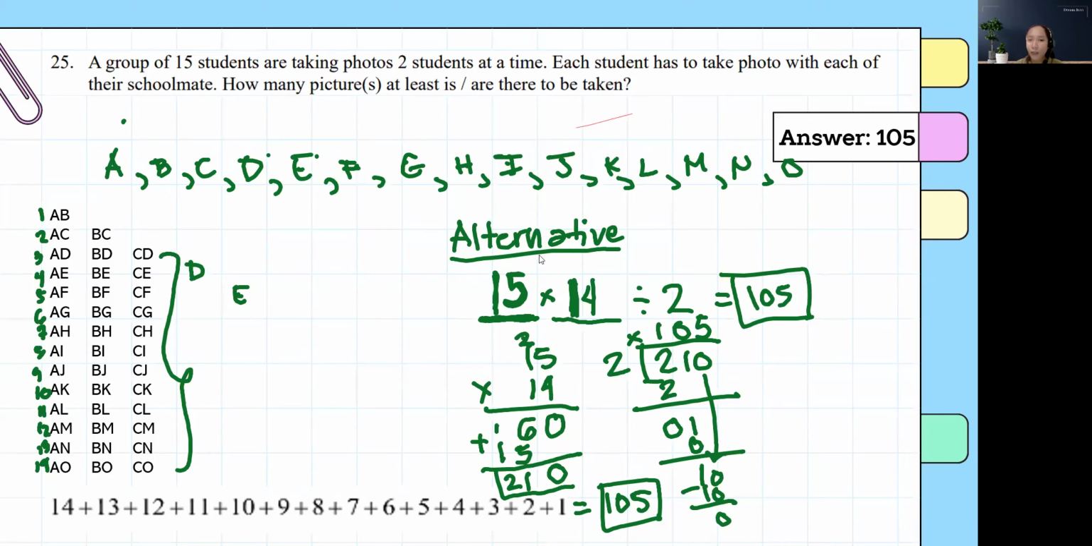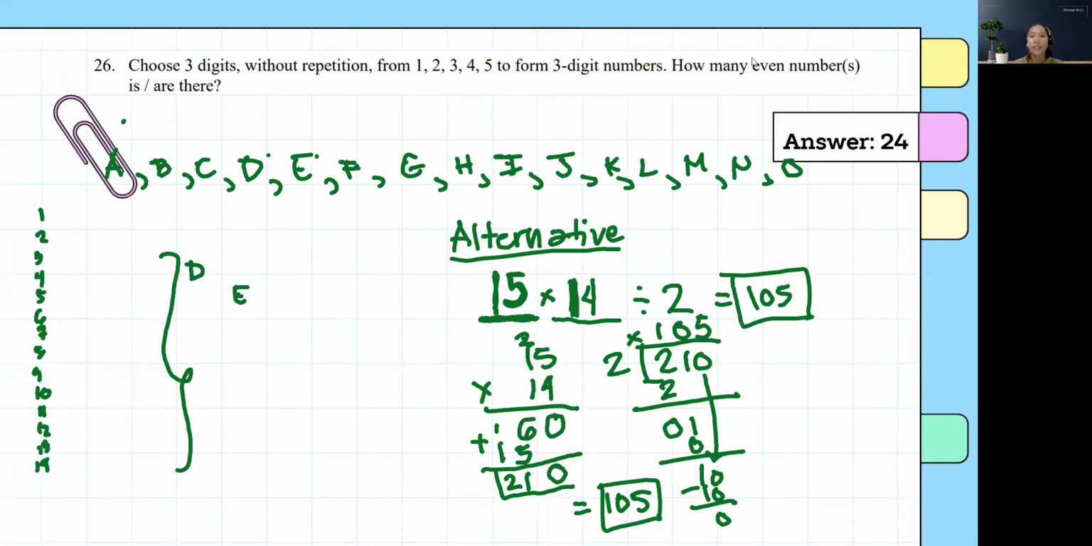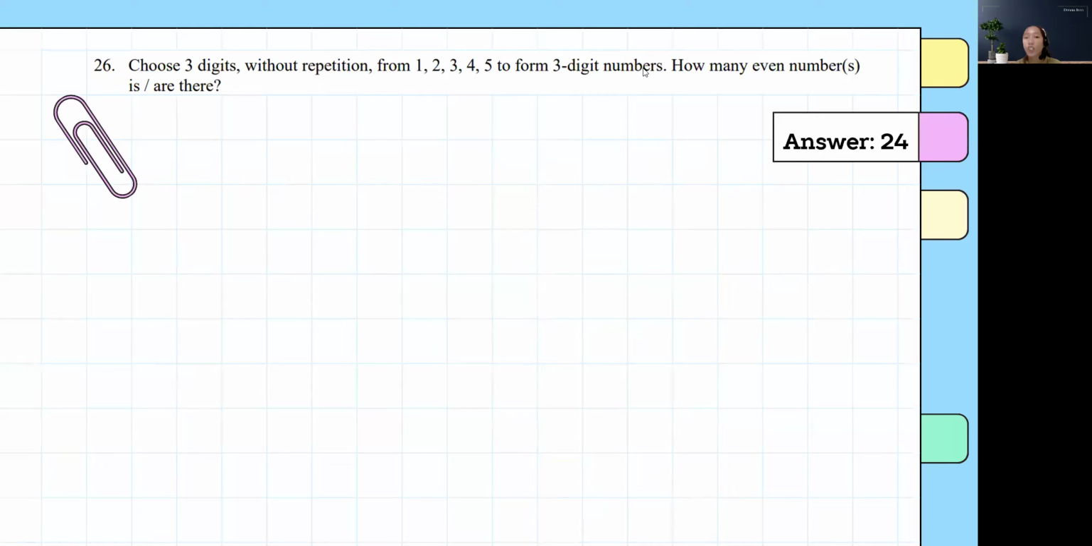Okay, that's it for 25. Let's proceed to number 26. Okay, for 26, we have to choose 3 digits without repetition from 1, 2, 3, 4, 5 to form 3-digit numbers. How many even numbers are there?